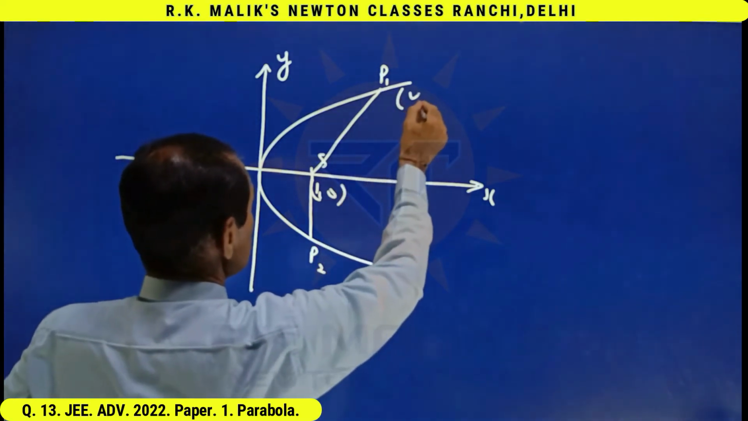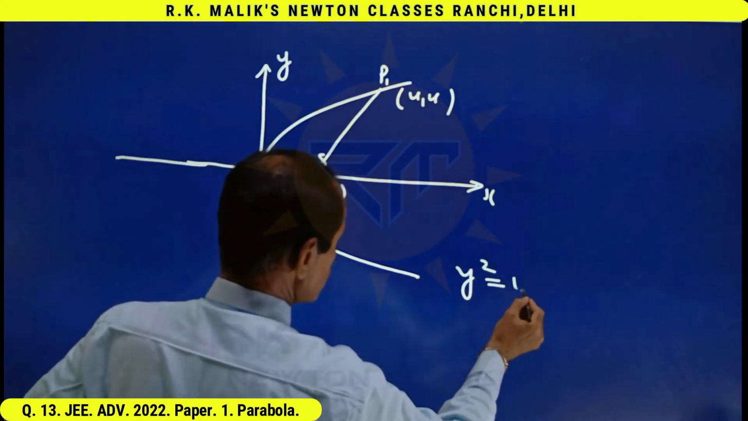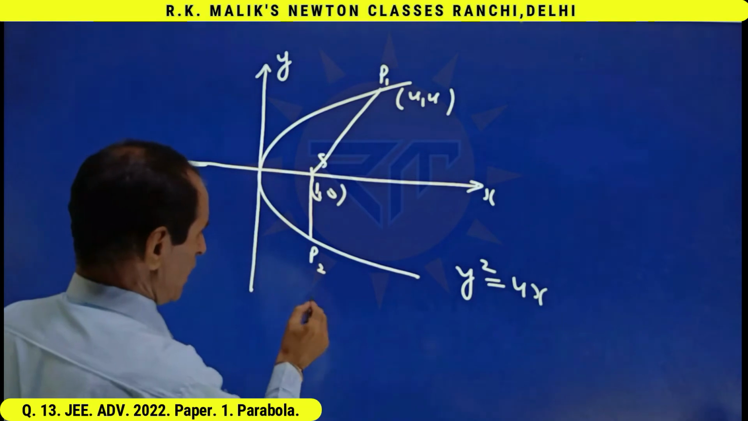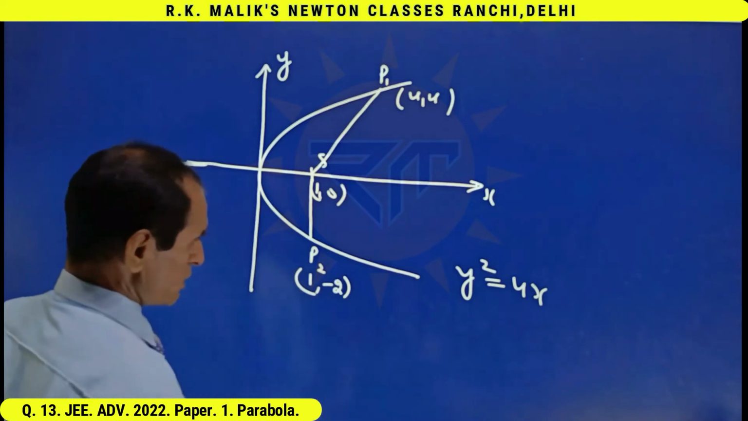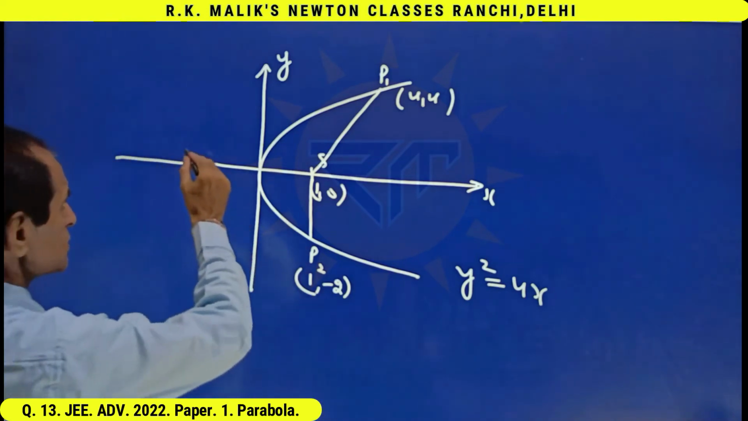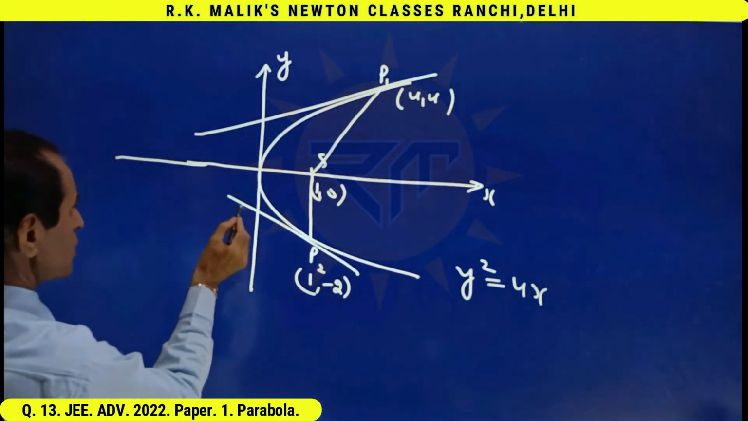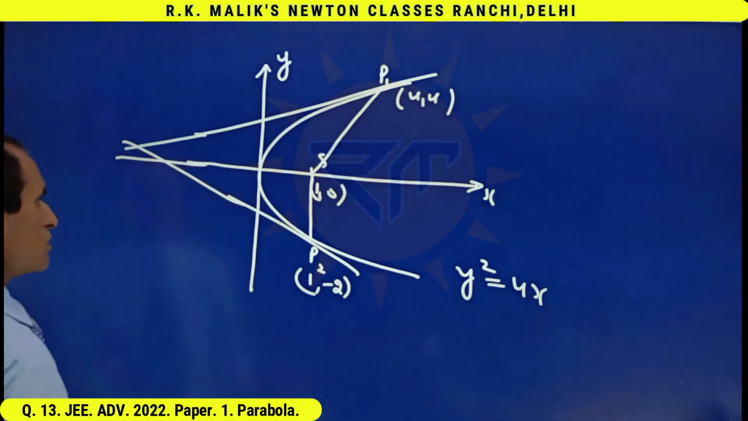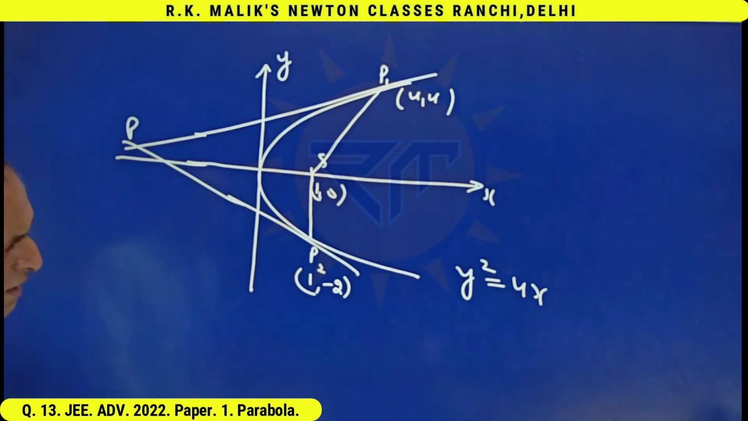This point is (4, 4). The equation is y square equal to 4x, and the x coordinate of this is 1. Automatically the y coordinate is -2. Hence I can say this is the proper figure. This point is P. Agreed. I could easily proceed further without explaining this also, but for crystal clarity I am explaining this too.